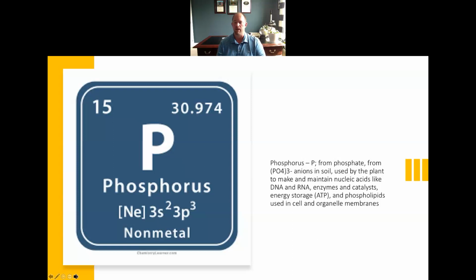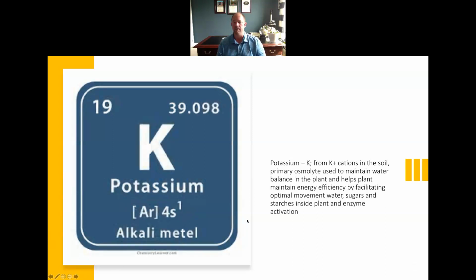It's also a component in the phospholipids, which are used for cell and organelle membranes. So again, phospho means that it's phosphorus derived, so that would be in the form of phosphate coming into the plant, and phosphate would be an anion coming into the plant.